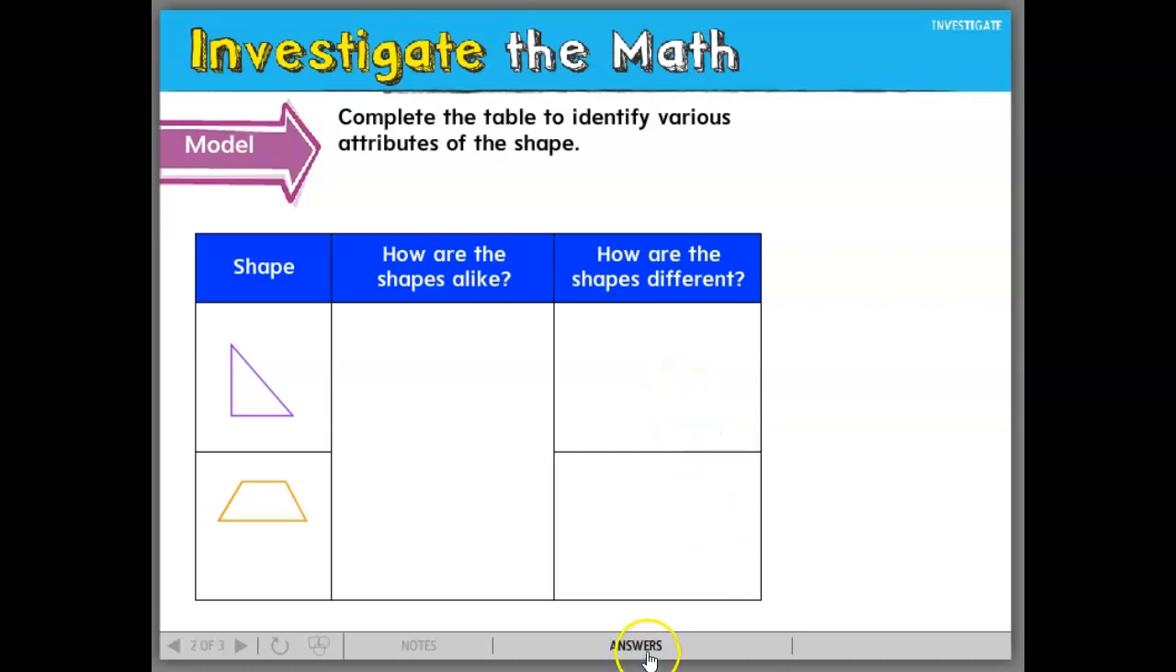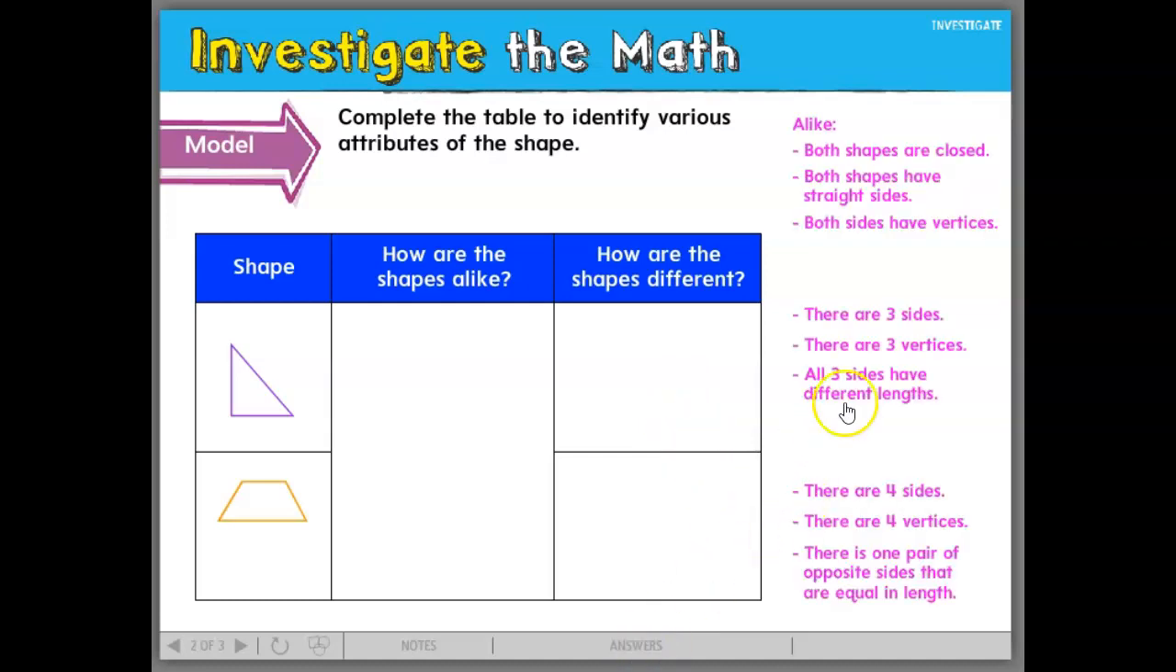Well, a triangle only has 3 sides and 3 vertices. What about a trapezoid? They have 4 sides and 4 vertices. And we can also talk about how the sides are not the same. Remember, a trapezoid has 1 set of sides that are the same. On a triangle, they could be all the same or they can be all different lengths.